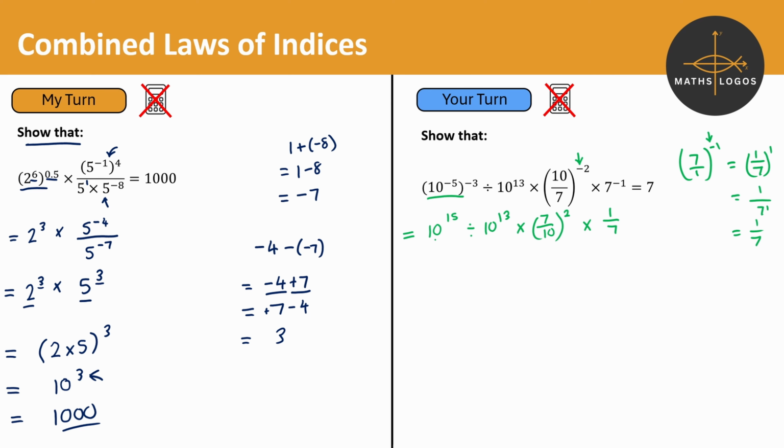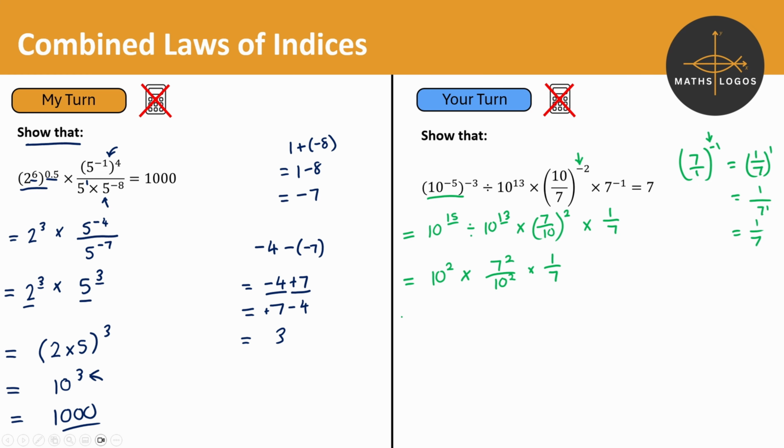From here, what I'm going to do is tidy up my tens. So 10 to the power of 15 divided by 10 to the power of 13 is 10 to the power of 2. I've simply just subtracted my indices there. And then I'm going to deal with this fraction, 7 over 10 all to the power of 2. I have to apply this power of 2 to the 7 and the 10. So this would give me 7 squared over 10 squared.